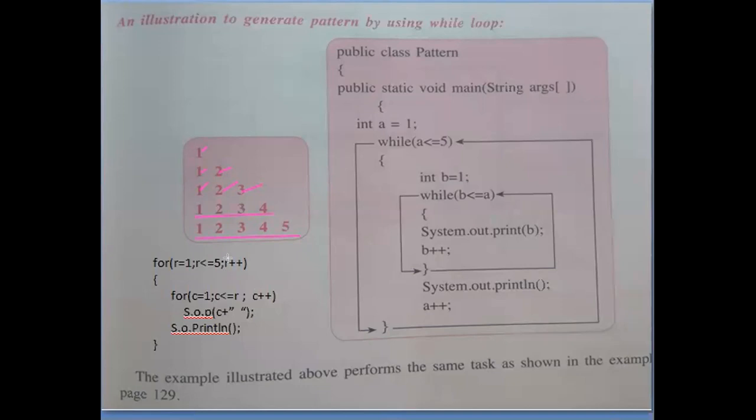My R becomes 6. But 6 is not less than or equal to 5. The condition is not satisfied. As a result, it comes out of the outer loop. It comes out of this loop, which means the pattern is over.